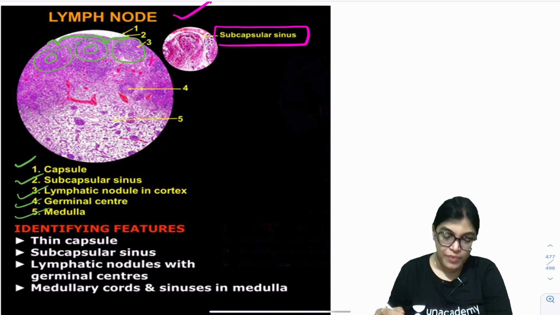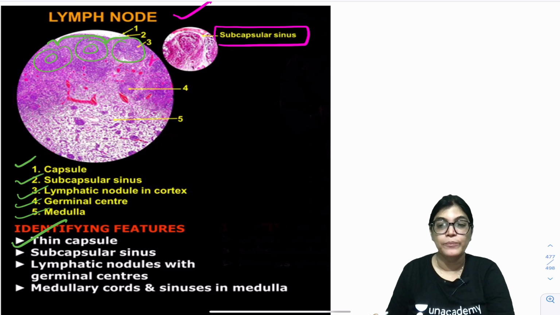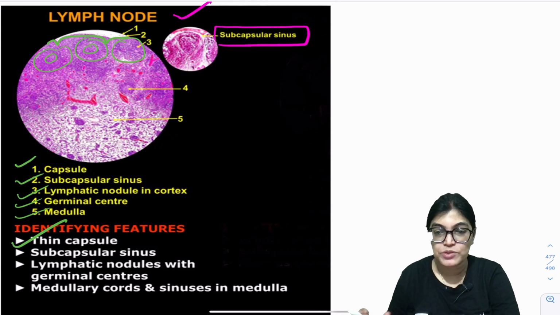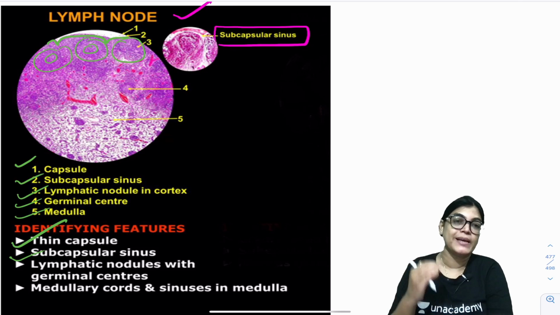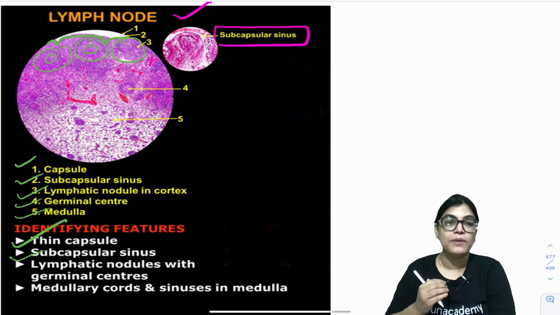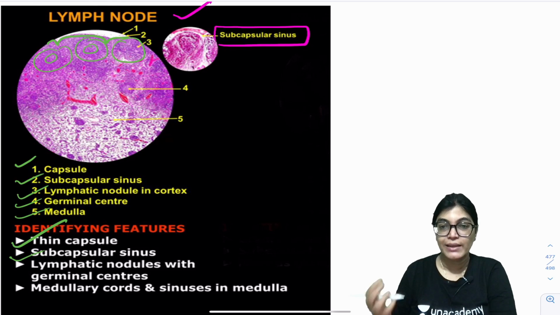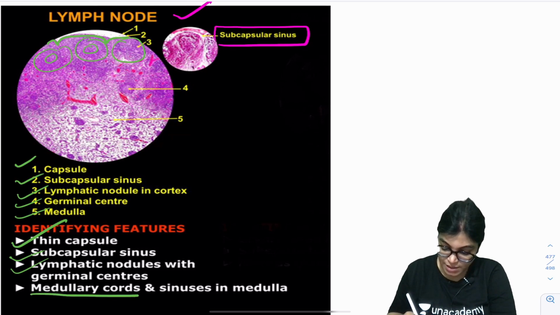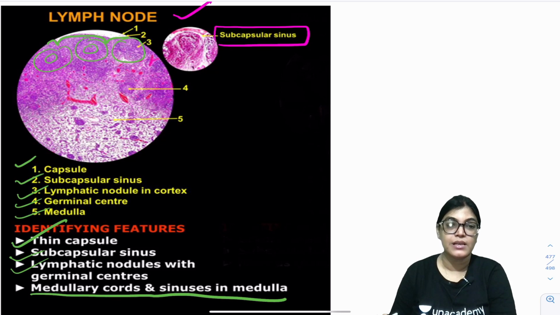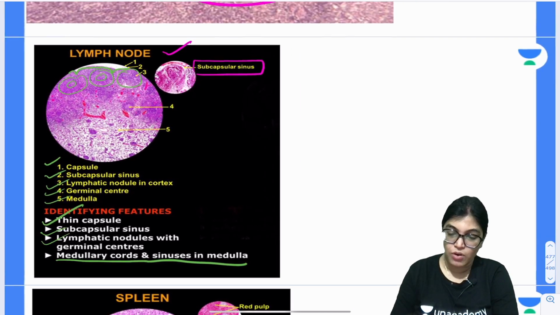Now, what are the identifying features? It will have a very thin capsule. It will have a subcapsular sinus, a gap or a space residing below the thin capsule. It will have a lymphatic aggregation just below the subcapsular sinus, and the medulla is composed of medullary cords and sinuses.